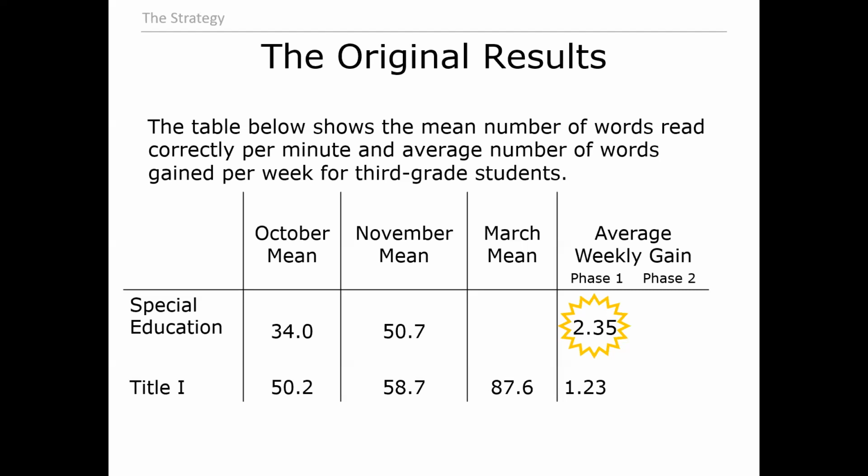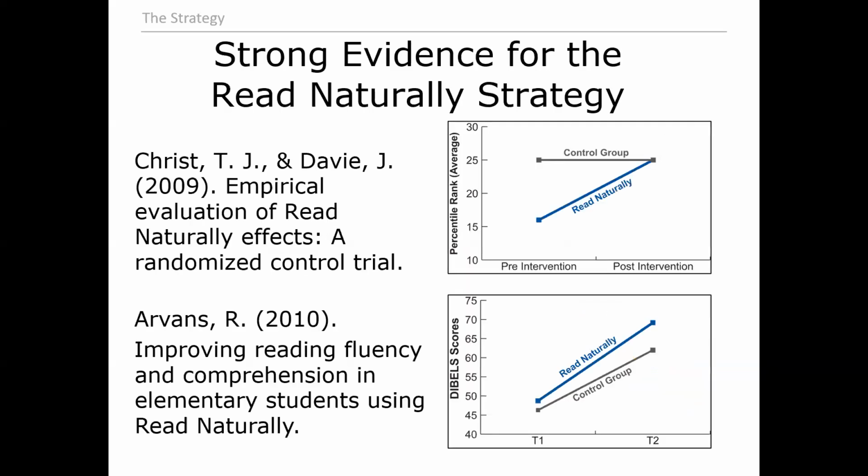In phase 2 of the study, the Title I kids that were in the classroom were exposed to that strategy, and you'll see their gains were 2.15 words per week. So getting exposed to that strategy definitely accelerated their fluency. Since that original study, many other studies have been done on Read Naturally, and you can check out our website to find out some more details of what studies have been done and where the evidence is to show that it is an effective intervention for fluency.